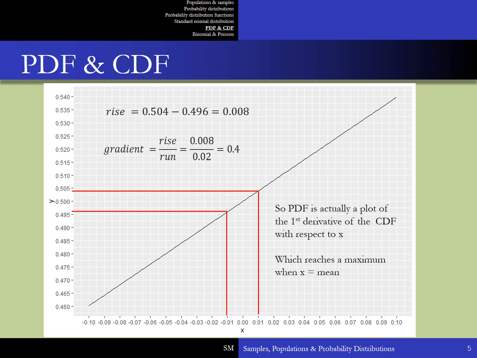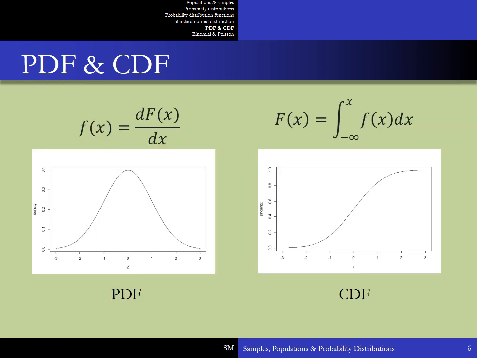So, what is the probability density function then? A probability density function is actually just a plot of the first derivative of the cumulative distribution function with respect to x, and it reaches a maximum when x equals the mean. So, the probability density function for a continuous variable and the cumulative distribution function are really just two sides of the same coin.